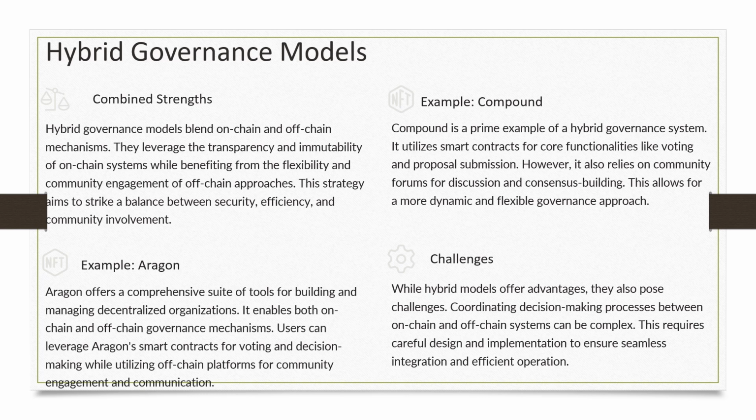So, hybrid governance models combine the strengths of on-chain and off-chain mechanisms. They utilize smart contracts for core functionalities like voting while relying on off-chain platforms for communication and community engagement. This approach seeks to balance security, efficiency, and community involvement. Examples include Compound, which uses smart contracts for voting and proposal submissions, and Aragon, which provides tools for both on-chain and off-chain governance. While hybrid models offer advantages, they also pose challenges in coordinating decision-making processes between on-chain and off-chain systems, requiring careful design and implementation.